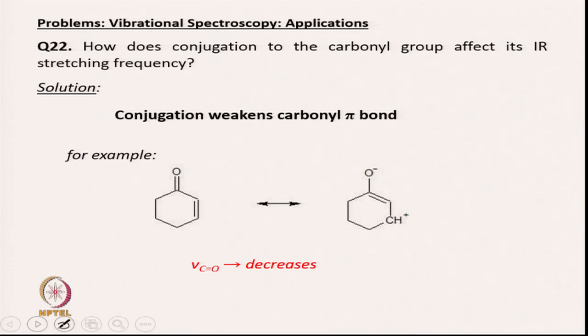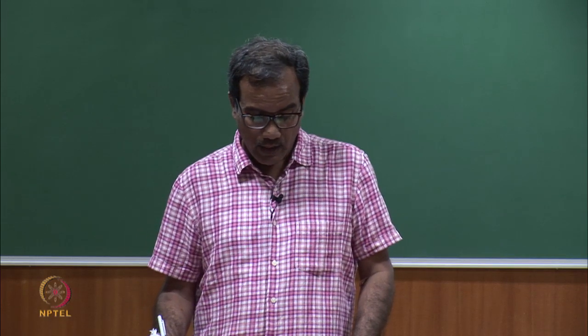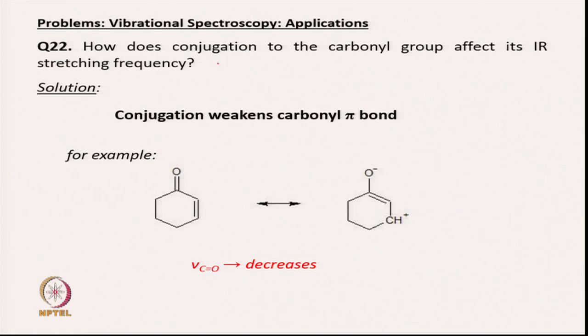Now, let us go to some application based questions, particularly in vibrational spectroscopy. So, here the first question is, how does conjugation to the carbonyl group affect its IR stretching frequency? Conjugation weakens the carbonyl pi bond. So, you can see that if we look at the resonance, this will get a double bond and that will get a partial single bond.